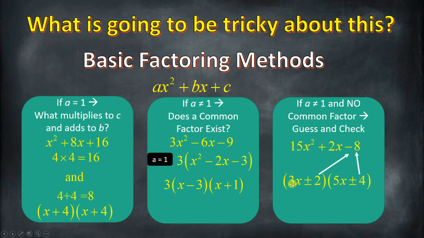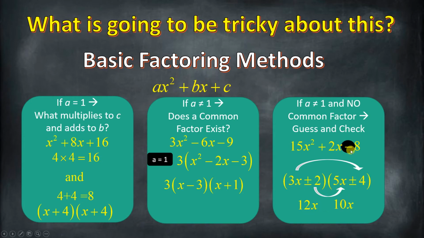I know this is a valid guess because the first two multiply to make 15x squared. The last two multiply to make 8. So now let's check. Here's what you check. You check the outside and the inside. So the outside is 12x. The inside is 10x.